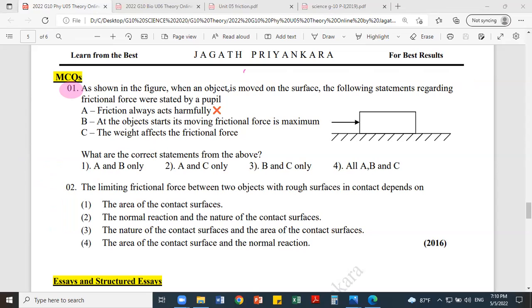Then, when an object starts to move, the frictional force is at its maximum. What is that called? Can you please put an arrow? When it begins to move, what is this maximum frictional force called? What is the name given to this maximum friction when it is about to move? Any volunteers? When the object begins to move, the frictional force reaches its highest value. I gave a graph also, go through the notes. What is this called?